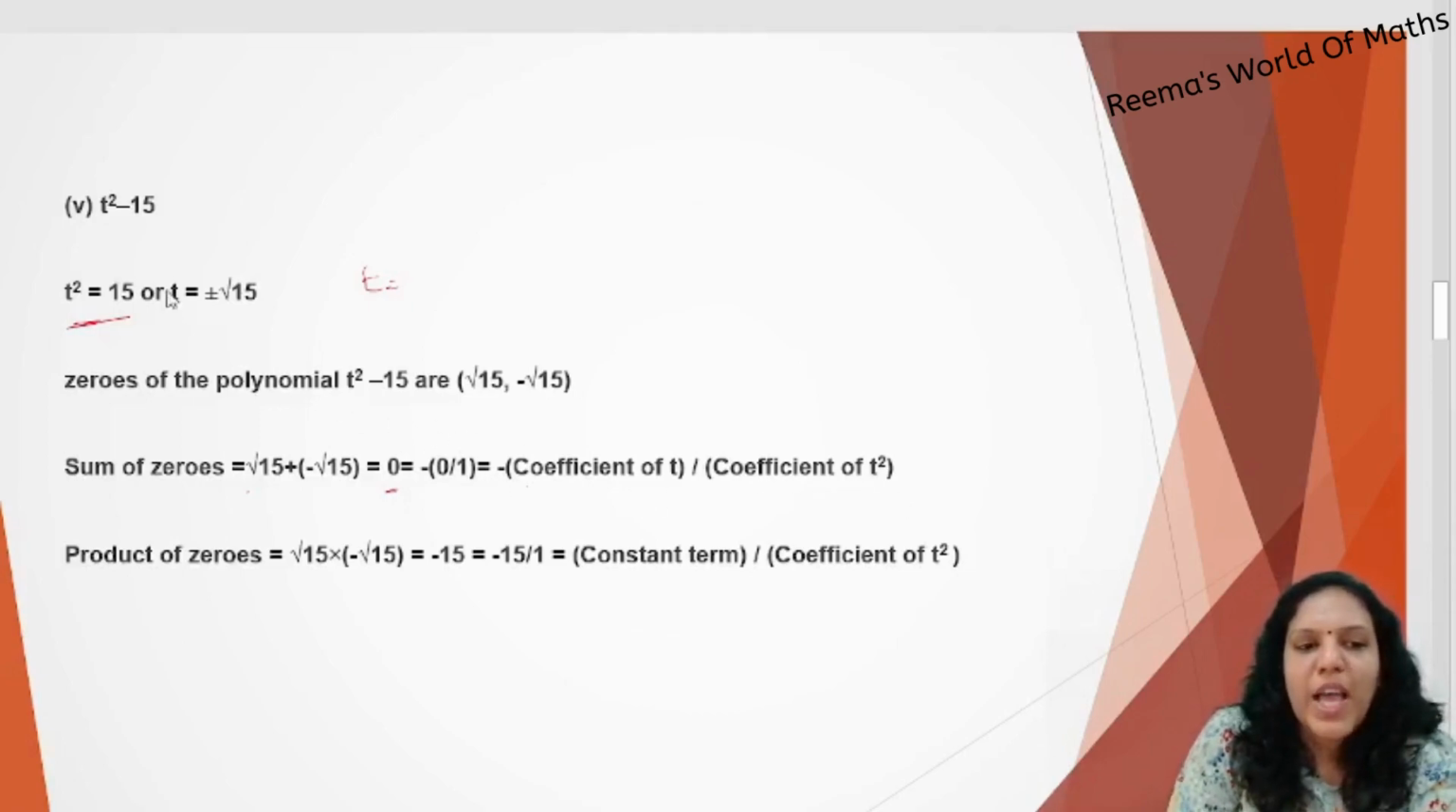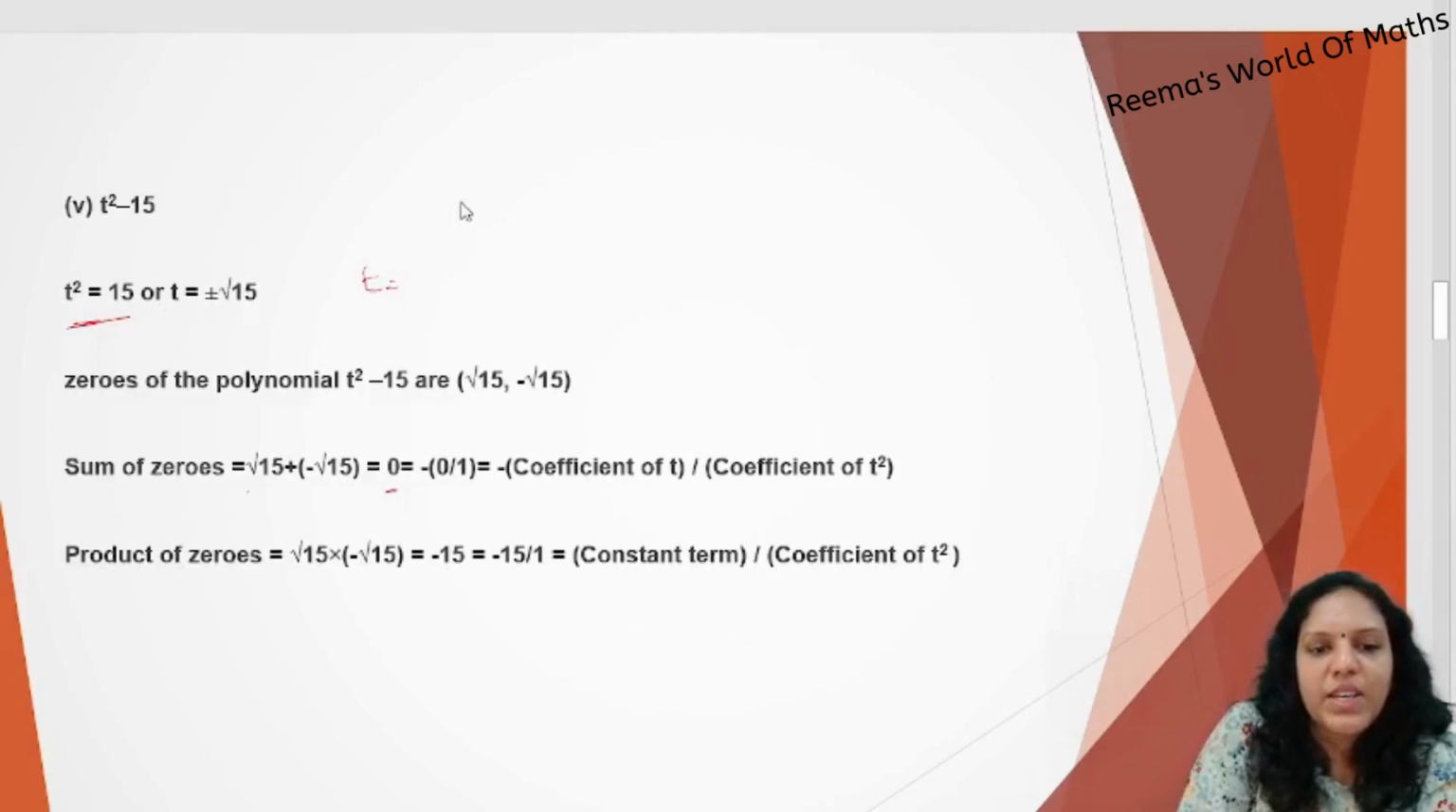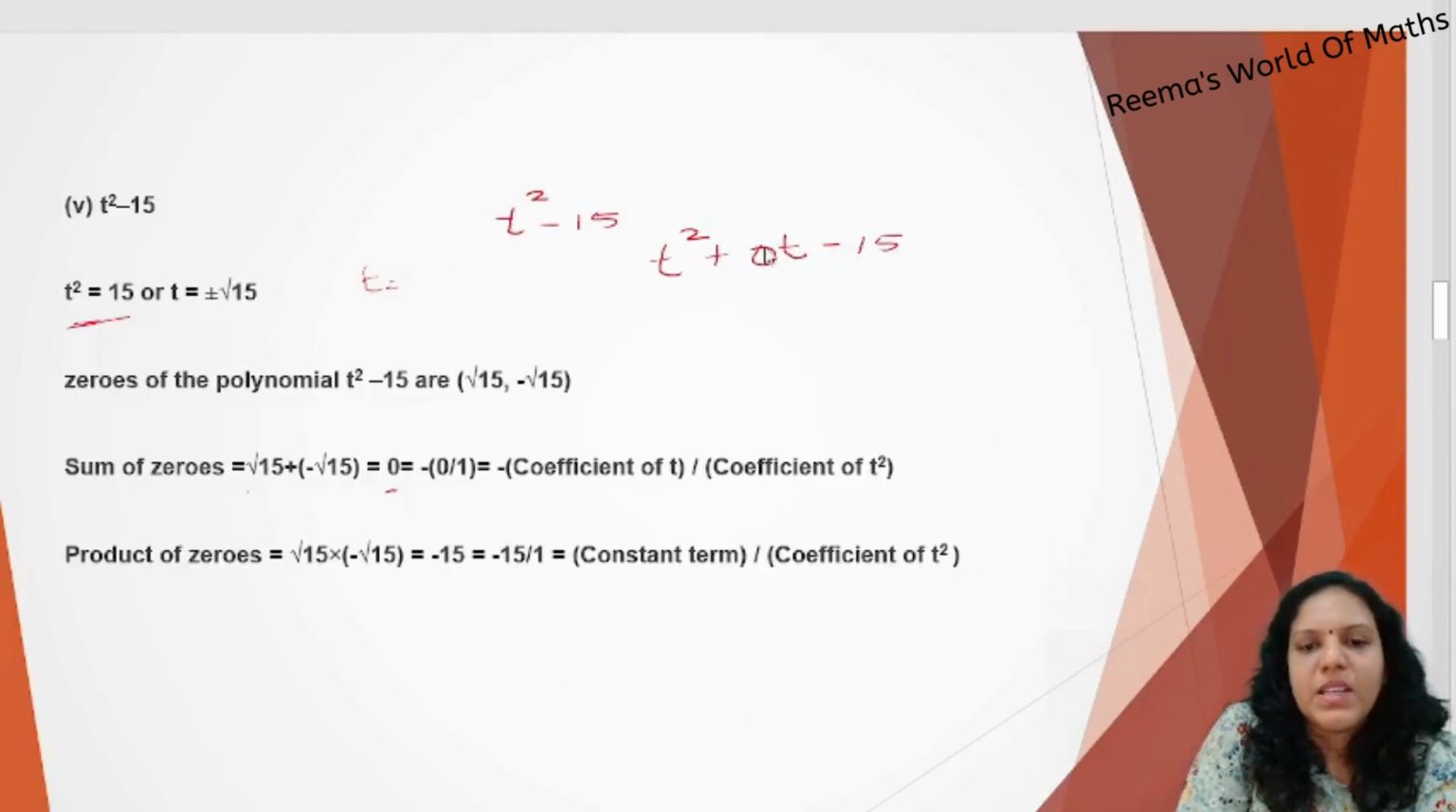So since we don't have t here, we can write it in polynomial form. If the second term is not there in t squared minus 15, we can write it as t squared plus 0t minus 15. So if it is 0t, the value of the second term is 0, and the coefficient of t is 0.